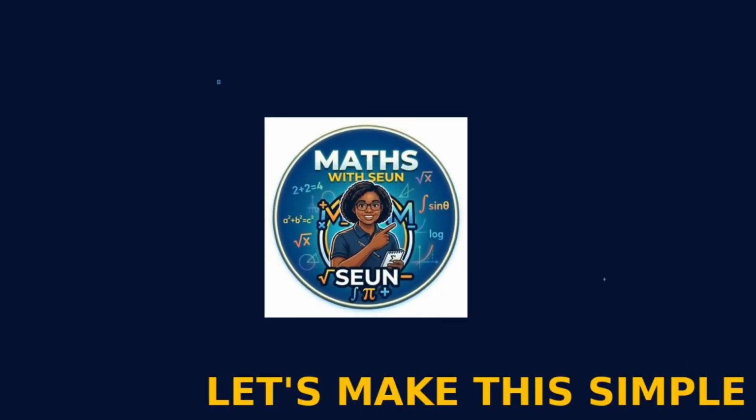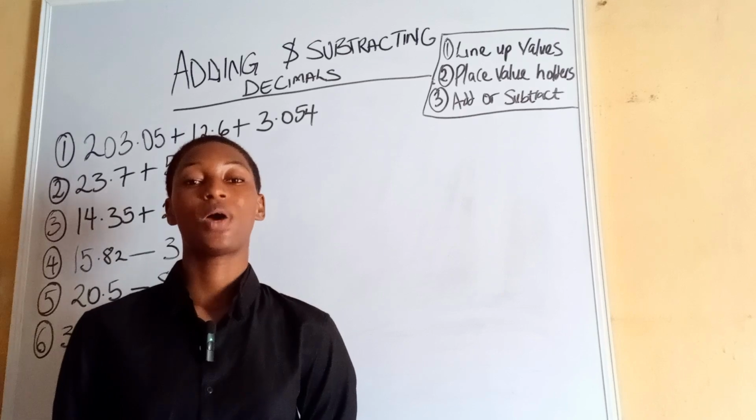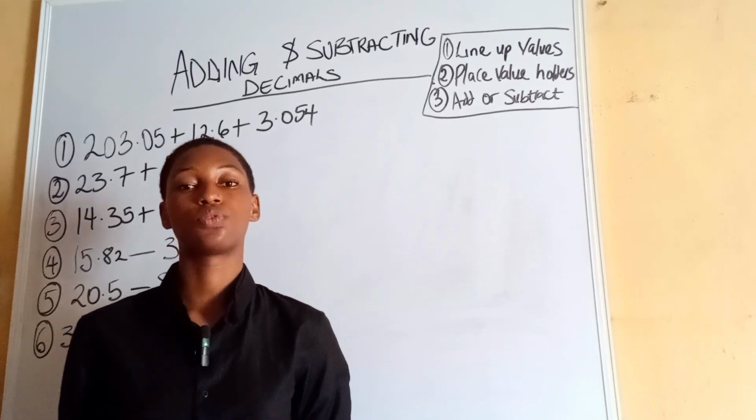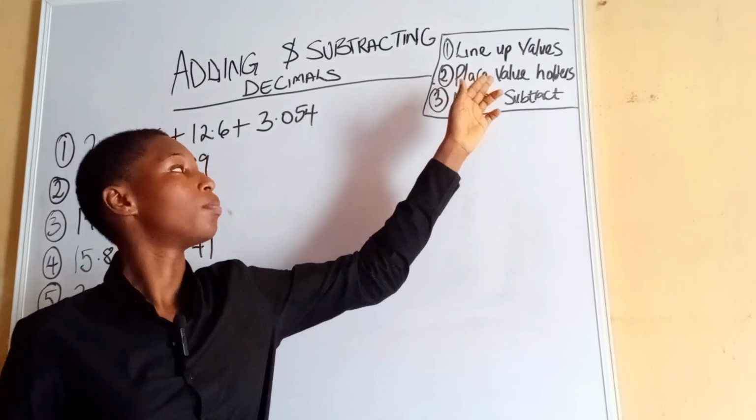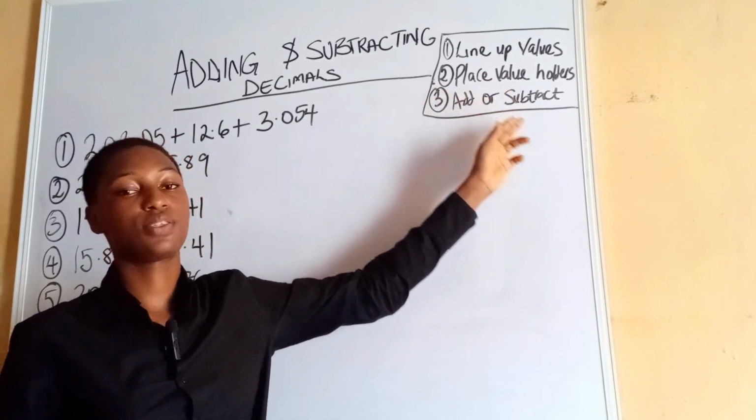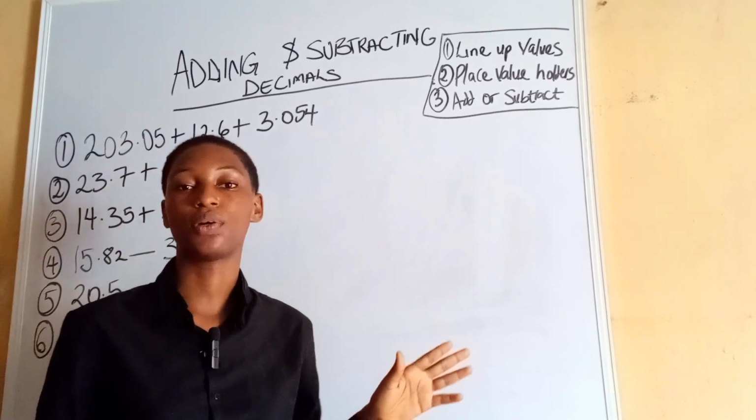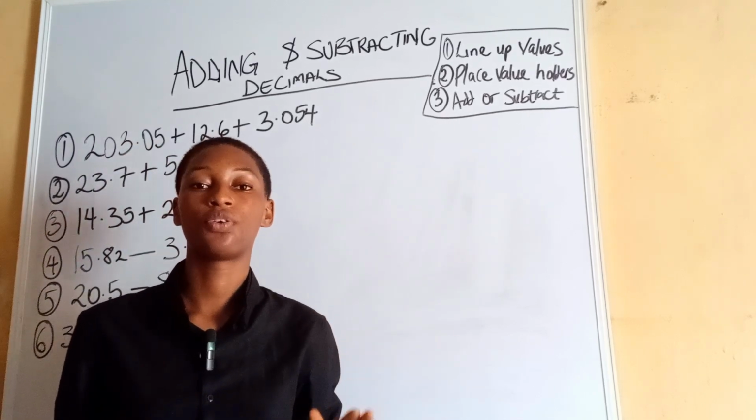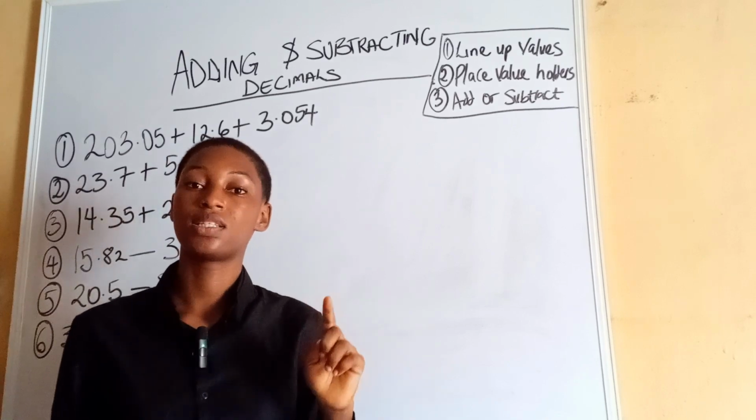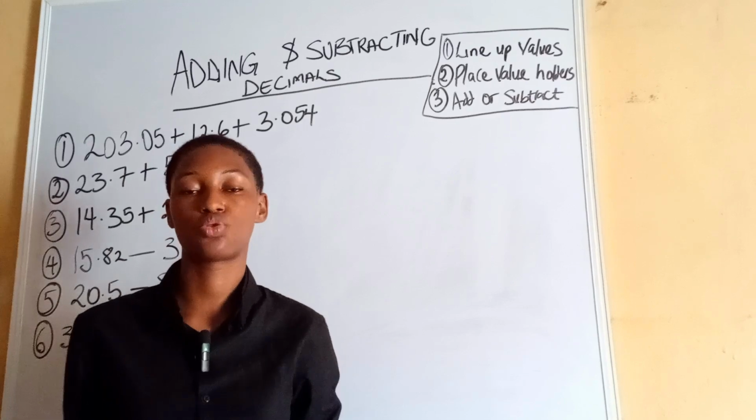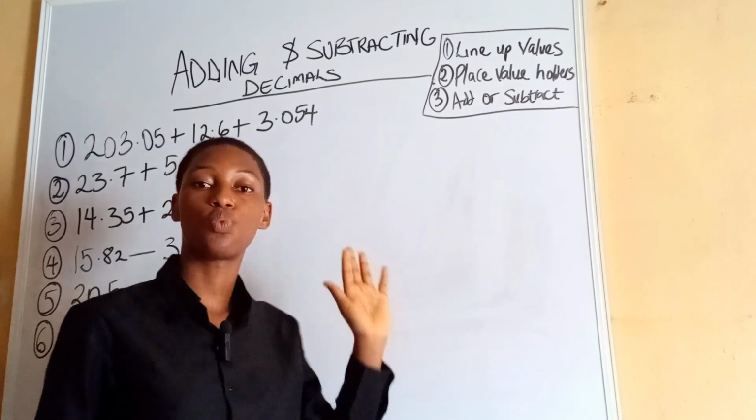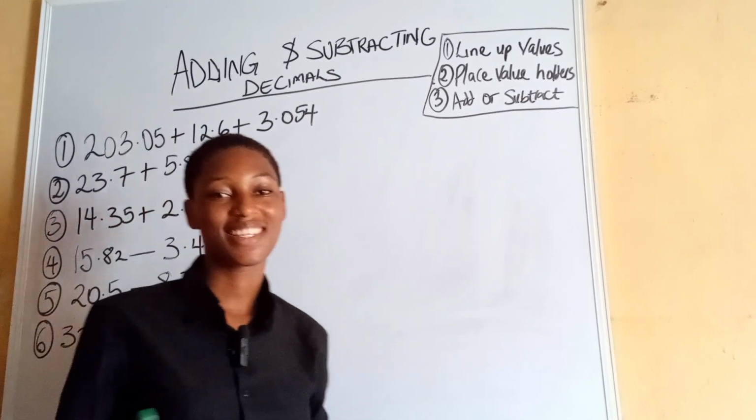Maths made easy. When adding decimals, there are a few things you need to take note of. The first thing is line up the values. The next thing is the place value orders. And the last thing is adding or subtracting the numbers that you have. Now, if you have not watched my video on place values or adding and subtracting of large numbers, you need to do so that you can understand what we are about to do very well. Let's get right into it.